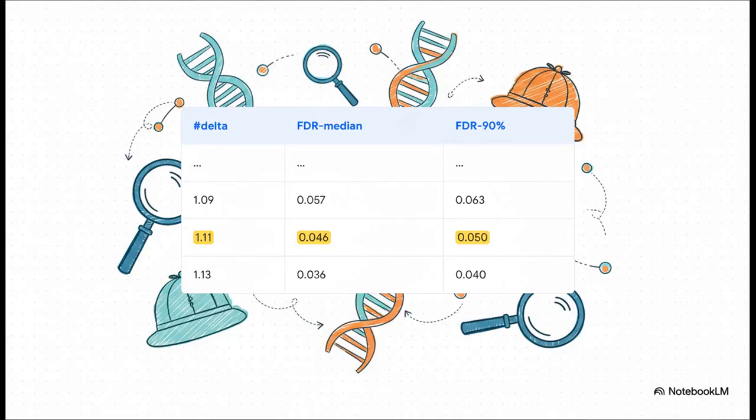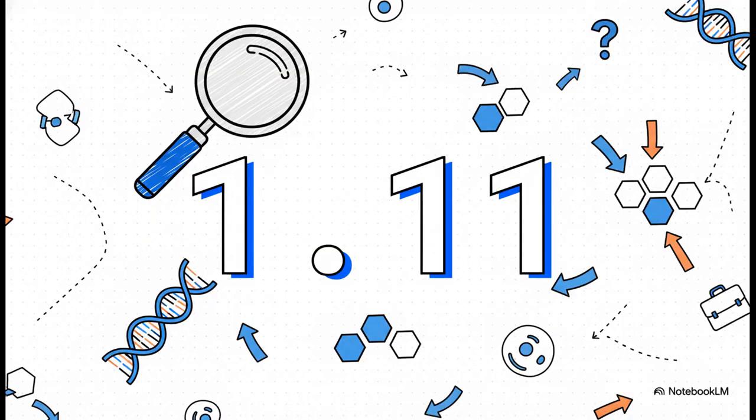To find that sweet spot, we use something called a delta table. This table shows us how that false discovery rate, our fool's gold rate, changes as we adjust the sensitivity dial, which is called delta. Our goal is an FDR of about 5% or 0.05. And if you look at the table, a delta value of 1.11 hits that target almost perfectly. So that's our setting. So it all comes down to this one number, 1.11. This delta value is the threshold we've decided on. From here on out, any gene that scores higher than this will be flagged by our SAM detective as a person of interest, a potentially significant gene.